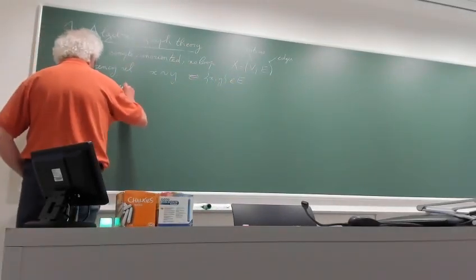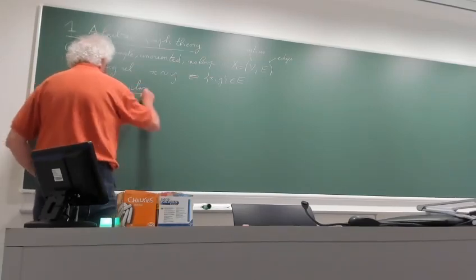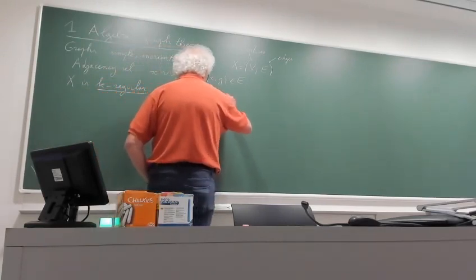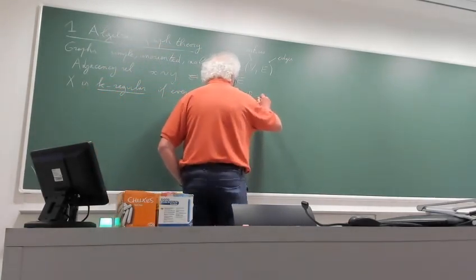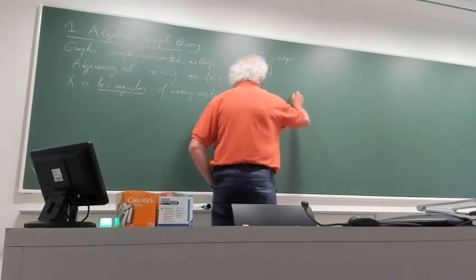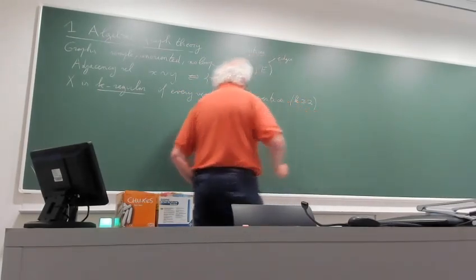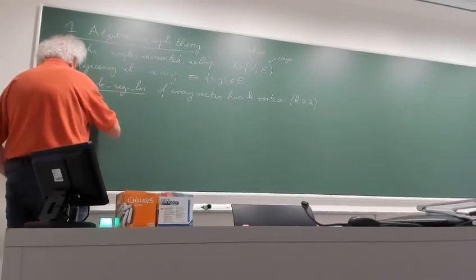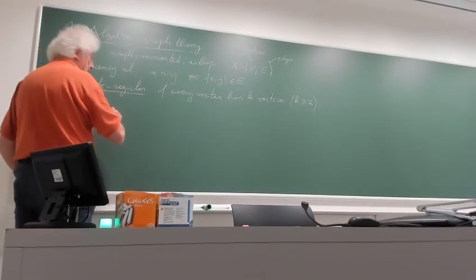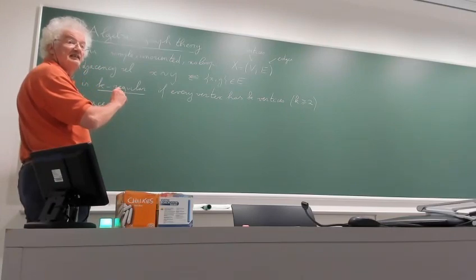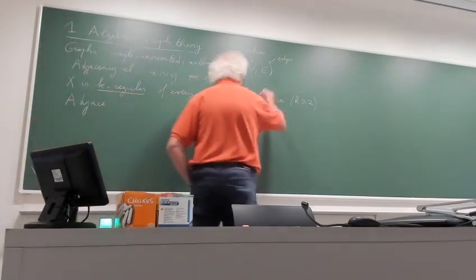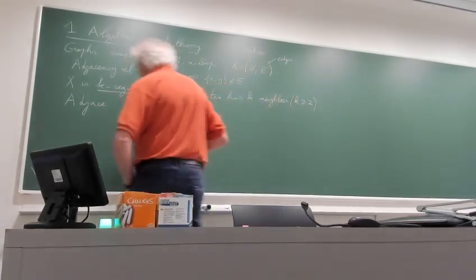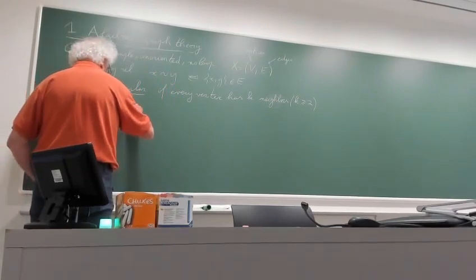And we say that X is k-regular if every vertex has k neighbors. So k is some integer, which is at least 2. K neighbors, yes, sorry, k neighbors.